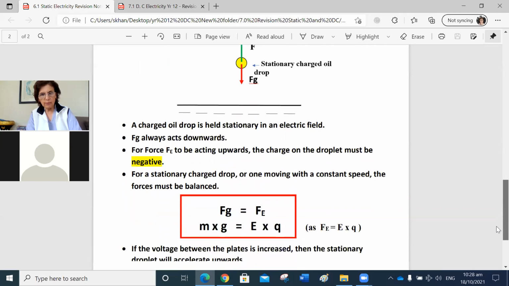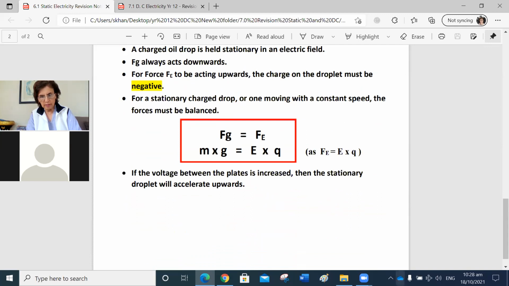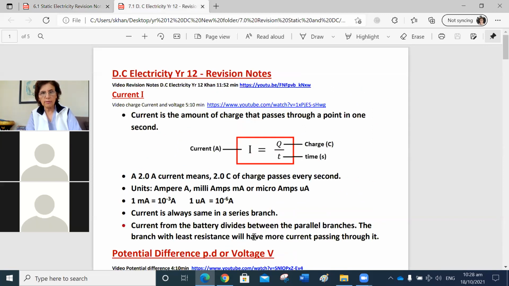So that is basically it for static electricity. These are the only two main things that you need to know. Is everyone okay so far? Yeah, okay, we will move on to DC electricity.